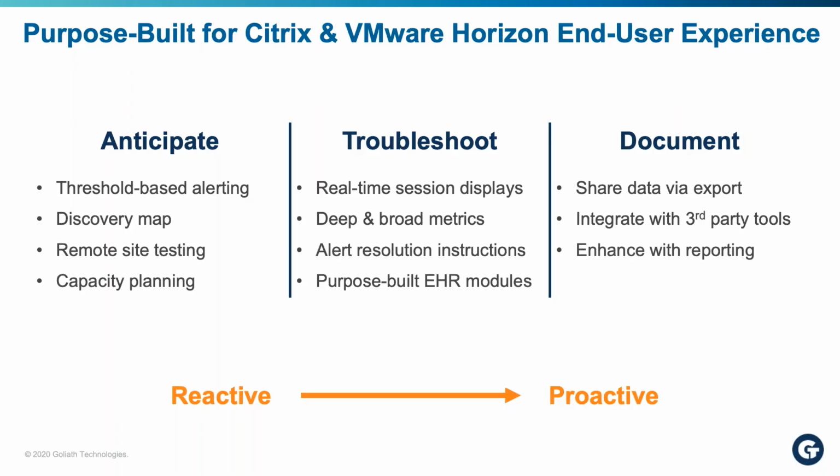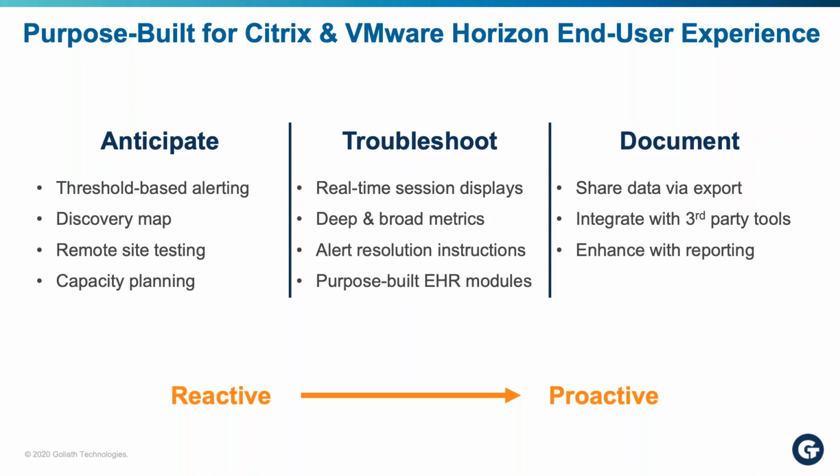So we're going to break down each of these criteria, walk through a use case, as well as demo the software. And as we do that, you're going to see different elements across anticipate, troubleshoot, and document. You're going to see how we can offer threshold-based alerting, dynamic discovery of your environment, understanding if applications are even available across your remote locations. We'll show you real-time session display so you can troubleshoot slow performance, slow logon. And then finally, we're going to show how you can share, integrate, and enhance data in order to prevent these issues in the future. When you invest in a technology that does these three things, we guarantee that you will transform from reactive to proactive.